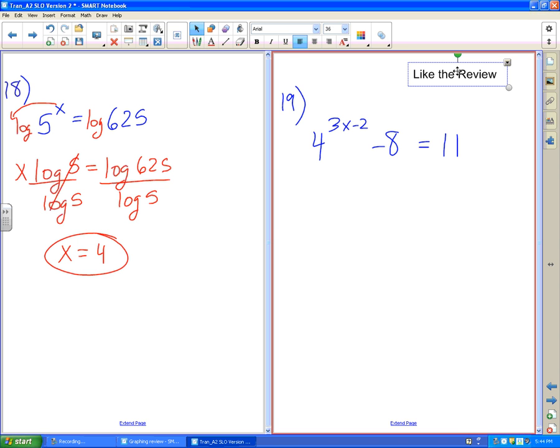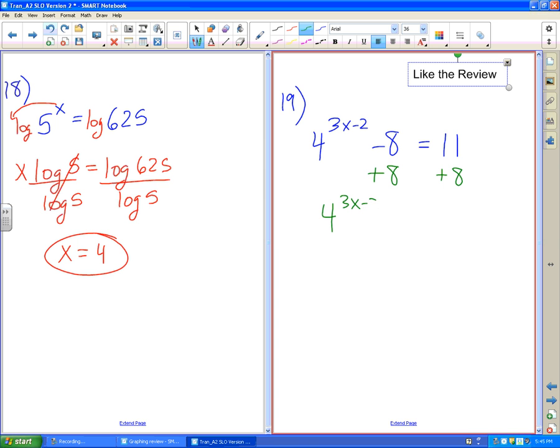Same thing here, but first we have to solve for this exponent stuff before we're allowed to log. Now I can log, and that's going to move this in front. So I get 3x minus 2 times the log of 4.